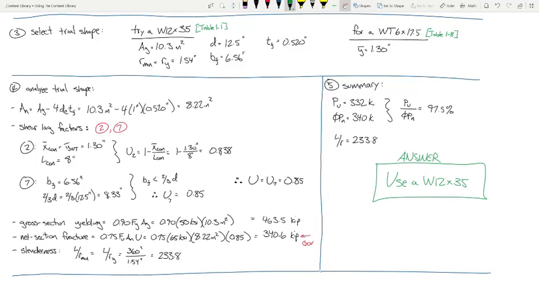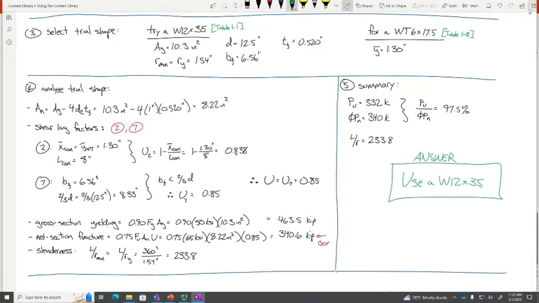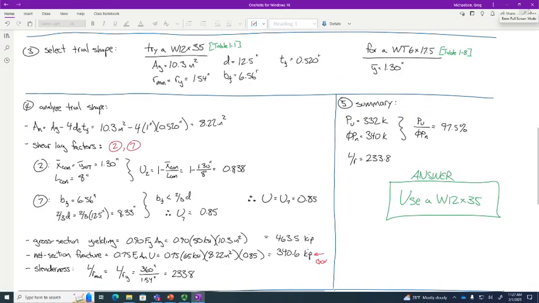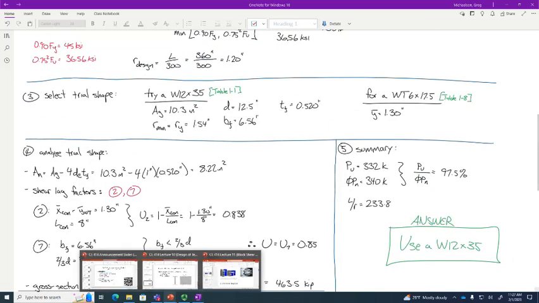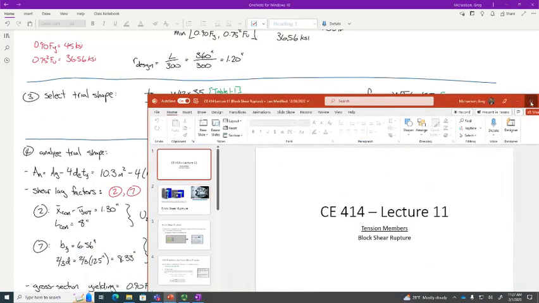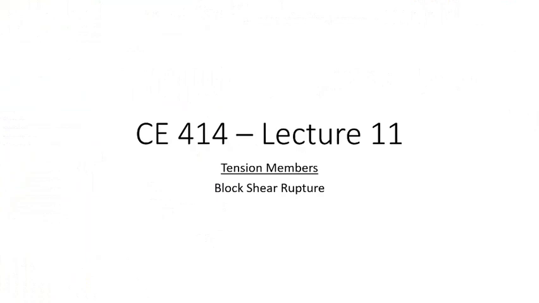Sound good? All right. I want to spend the rest of lecture today talking about block shear. We're not going to actually do any block shear problems today, but this one's unique, and it's worth its own discussion. To be clear, any other questions on this? Hopefully this problem was pretty simple based on the homework that we did last time. Okay, let's talk about block shear.